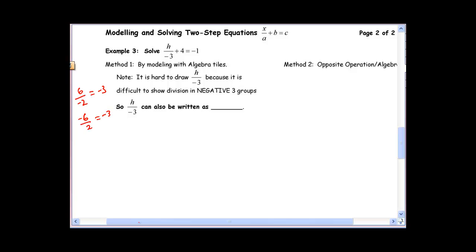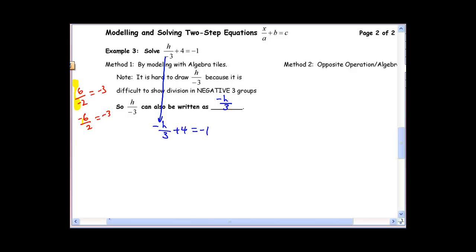So notice what I did with the negative sign is this negative sign I put up to the top for the example underneath. So what I'm saying to you here is when you see a division by a negative number in terms of the groups, we can then rewrite this as negative h over 3. Okay, so this equation is actually negative h over 3 plus 4 equals negative 1. And this now is exactly the same as what we did on the previous page in example number 2.